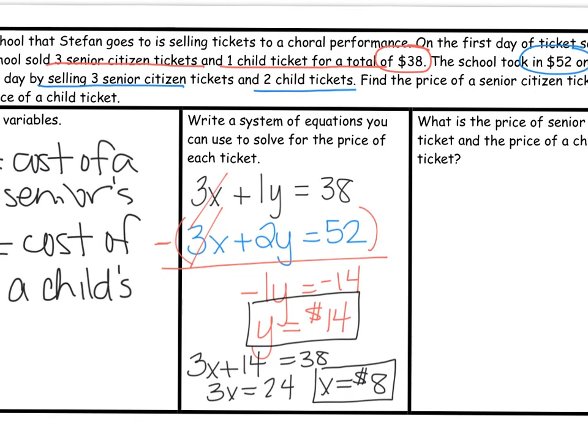So what is the price of a senior ticket and the price of a child's ticket? A senior ticket, which was our X value, is $8, and a child ticket, which was our Y value, is $14. And again, you can substitute them both back into our original equations to see if that works, and put it back in the word problem and see if that works as well.